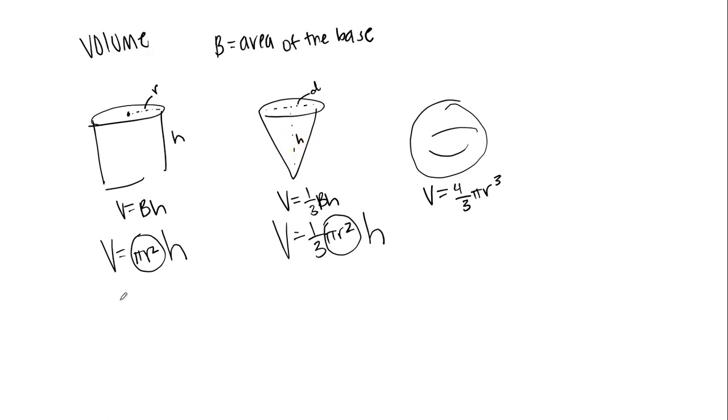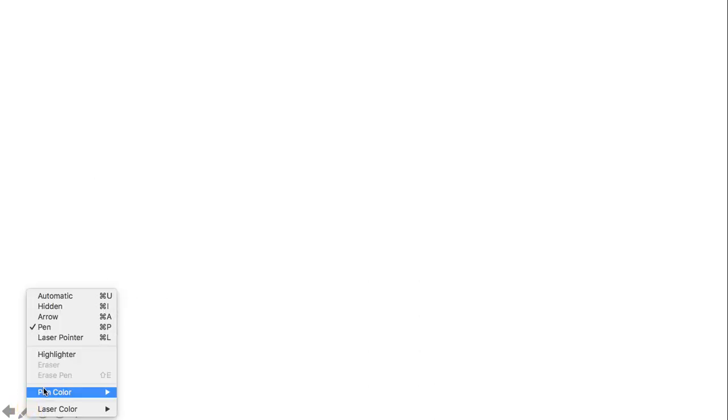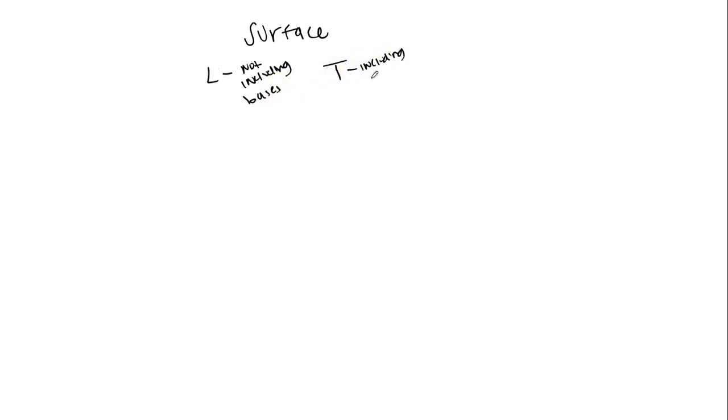Okie dokie. And then we have total surface area, lateral surface area. So surface area, remember that lateral surface area is the area of all the sides, not including bases. Not including bases. Total is including the bases and all the sides, so everything.